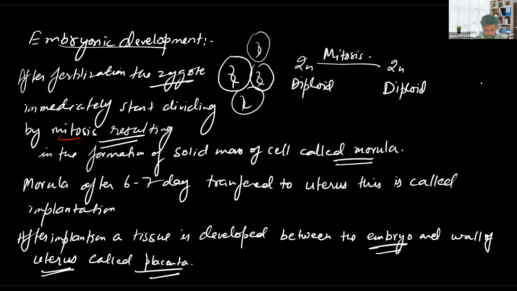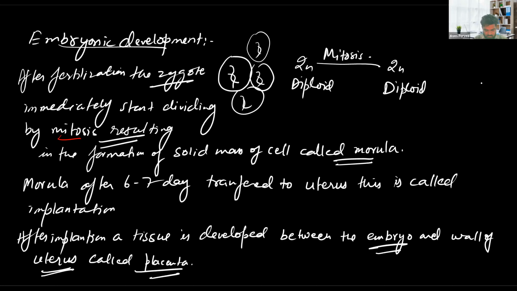It is calculated from the first day of the last menstrual cycle, when we have the bleeding phase. After the pregnancy starts, the bleeding phase stops and no further bleeding takes place. So from the day the last bleeding phase was done, we start calculating the pregnancy period. Got it? Yes, sir.